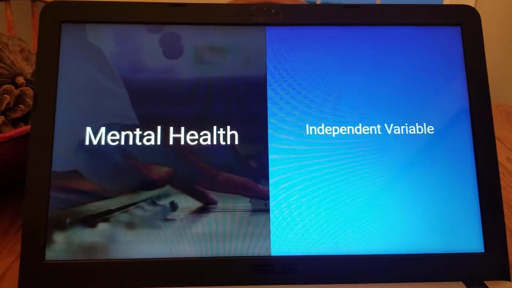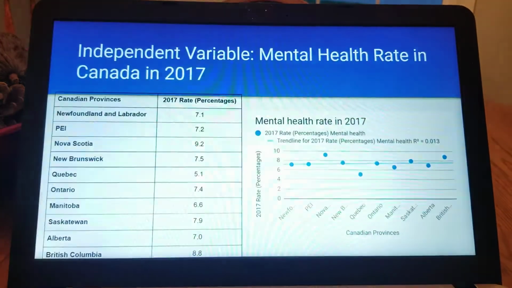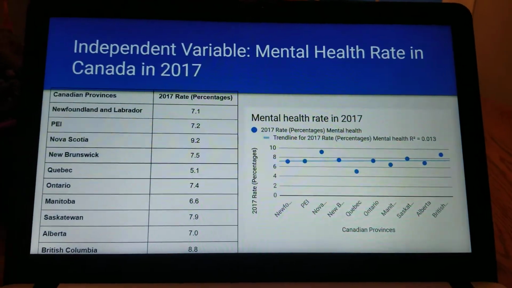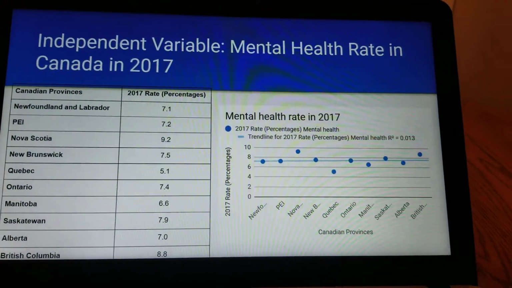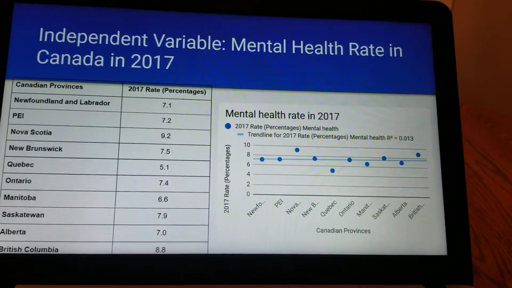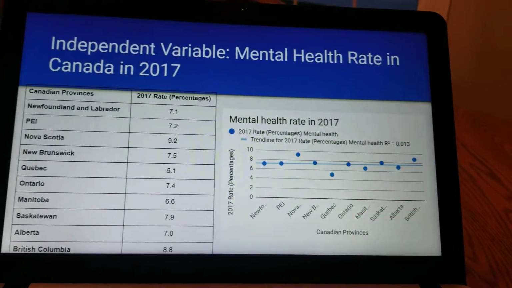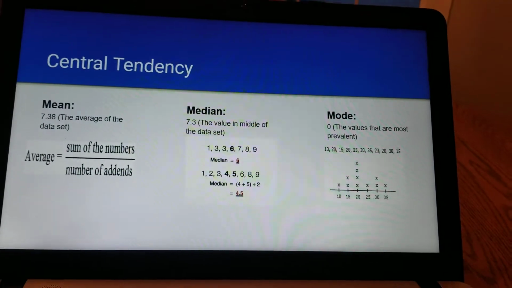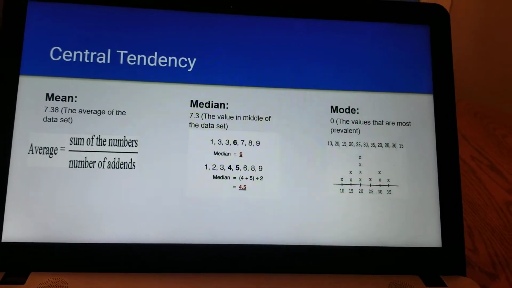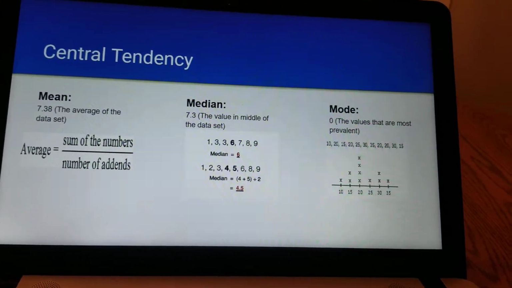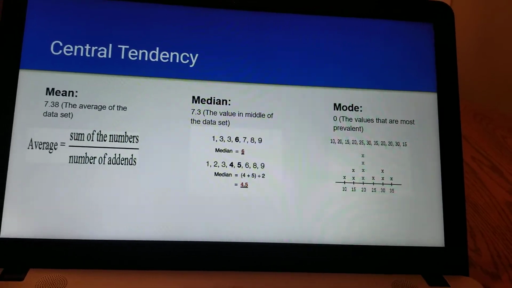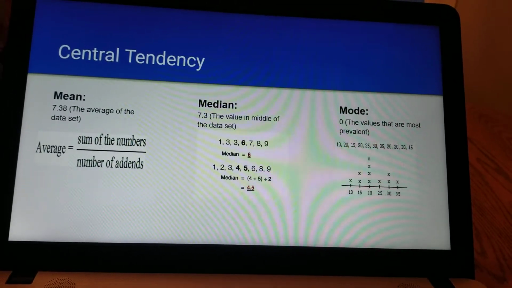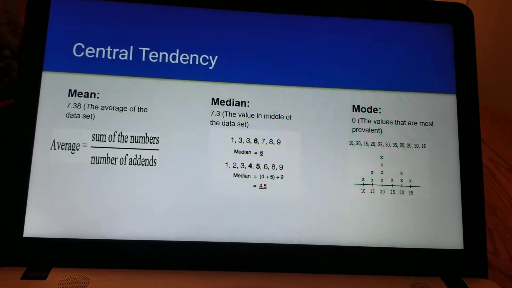So my second independent variable is mental health. So here again, I have two diagrams of the data set and a diagram representing the mental health in the Canadian provinces. And the central tendencies, so it has a mean of 7.38, median as 7.3, and a mode of 0 because there is no number that repeats itself more than once.